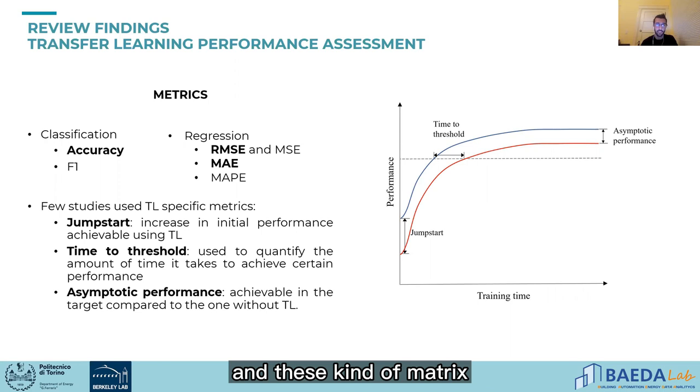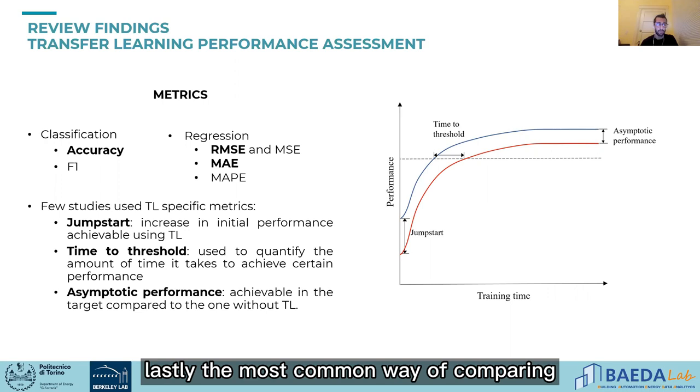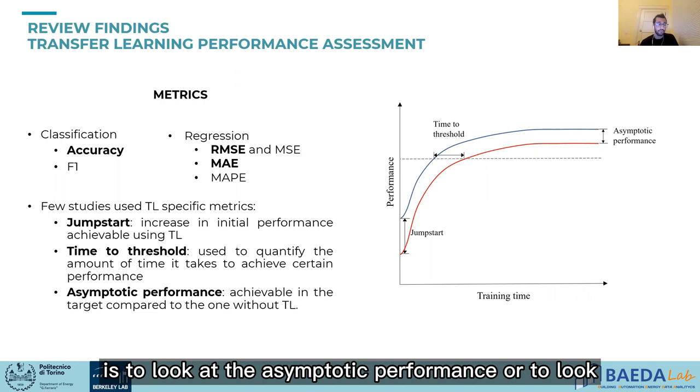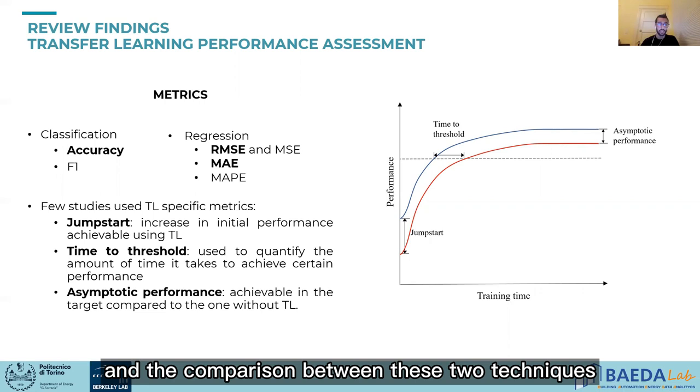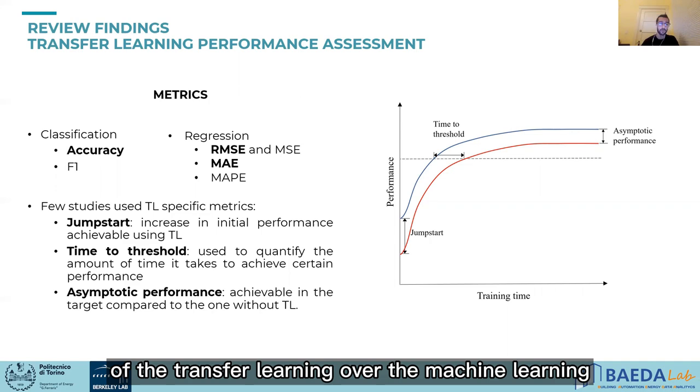And these kinds of metrics are especially useful when looking at industrial applications, where a certain threshold needs to be reached before deploying the model. Lastly, the most common way of comparing a transfer learning model with a machine learning model is to look at the asymptotic performance or at the performance on the test dataset. And the comparison between these two techniques is used to assess the performance improvement of transfer learning over machine learning.